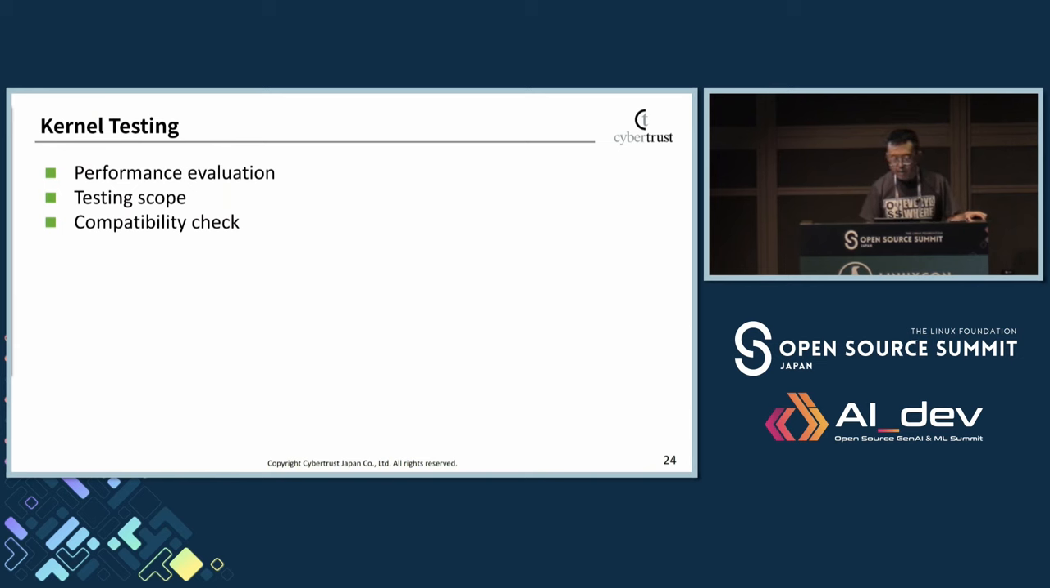Some people were worried that the performance requirements from the community do not match the ones needed for our products. Other people were concerned because the testing is for the whole system, not just for the kernel. It's not kernel specific, and they were unsure if it would be helpful or not. And there are questions about how much the community checks for compatibility and what we can do to help with that.